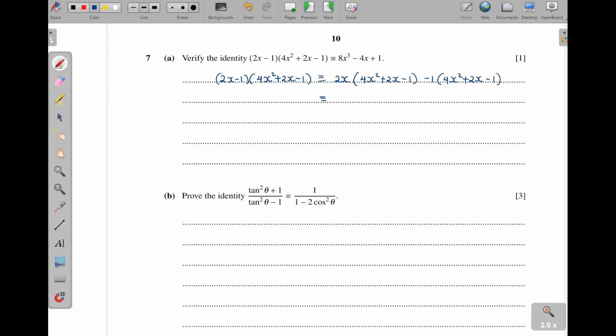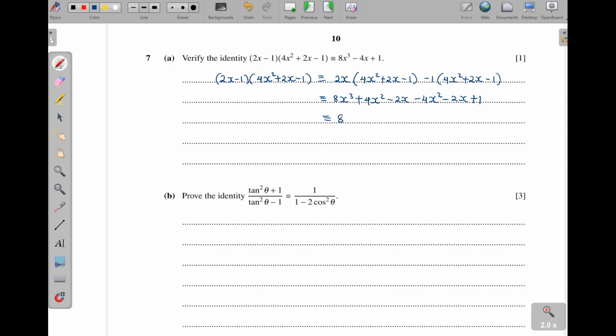So when we open the brackets here, we shall have 8x cubed, then plus 4x squared minus 2x. And then when we open here, we shall have minus 4x squared, then minus 2x, then a negative times a negative, that's a positive. So we shall have positive 1 here.